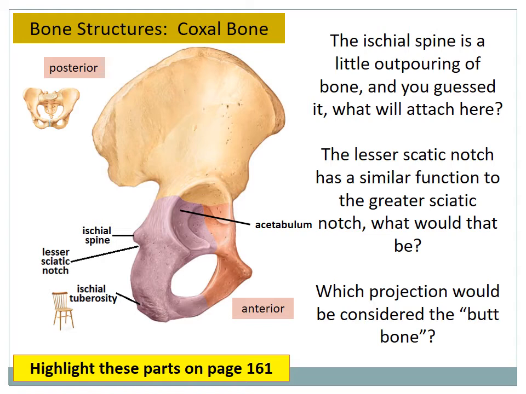And looking at our options, we had our ischial spine, our lesser sciatic notch, and our ischial tuberosity. Which projection would be considered the butt bone? Yeah, it's the ischial tuberosity. In fact, I have a little chair right there underneath its name. You sit on your ischial tuberosity. If you've ever sat in bleachers or a really uncomfortable chair and you feel that numbness, that my butt hurts, it's that ischial tuberosity that's hurting you.